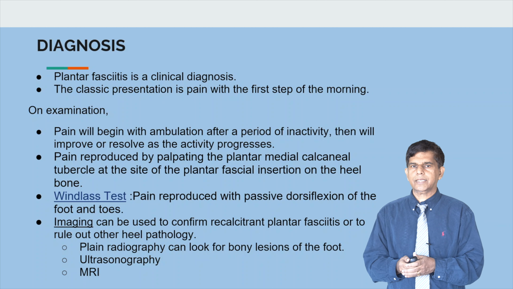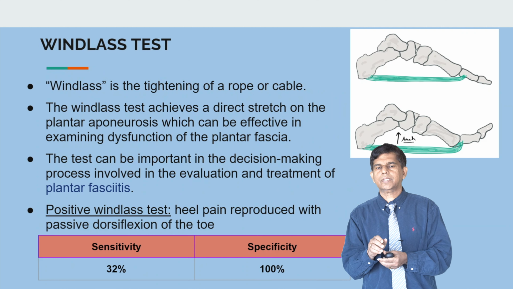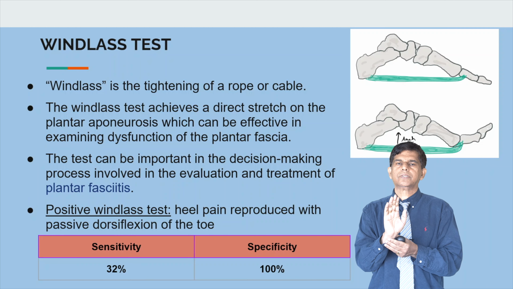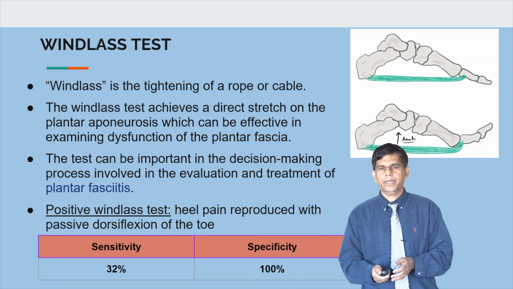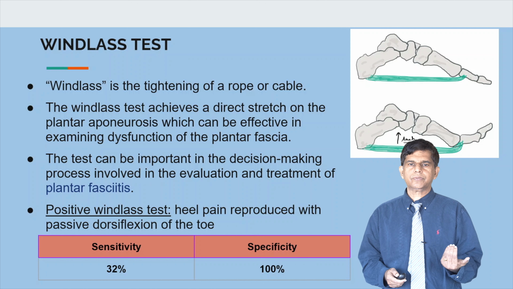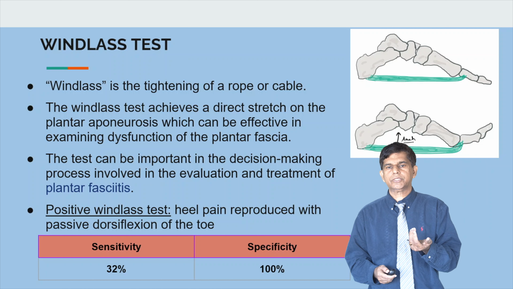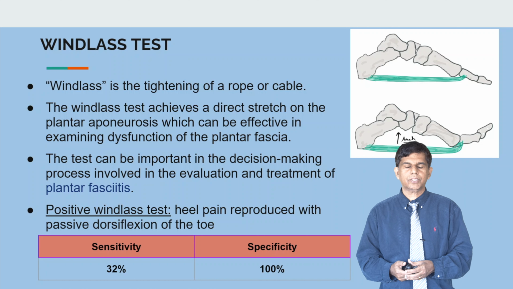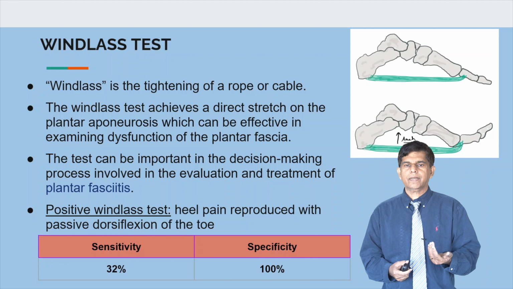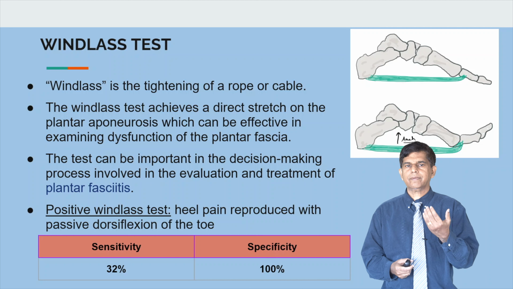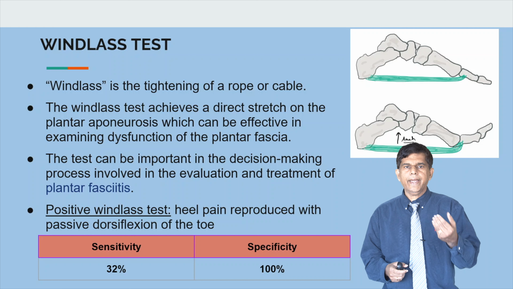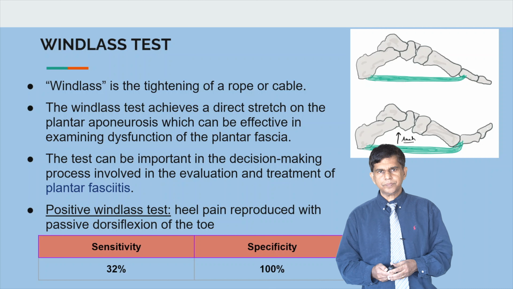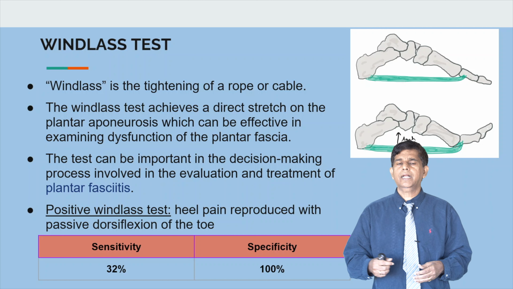So this is the windlass test, right? If you look at it, you're doing the passive dorsiflexion of the foot and toe. You bring dorsiflexion again, okay? You feel pain. And look at the sensitivity and specificity. Sensitivity is 32%, specificity is like 100%. That means when you have a very high specificity, if you have this test positive, you can say your patient has plantar fasciitis.